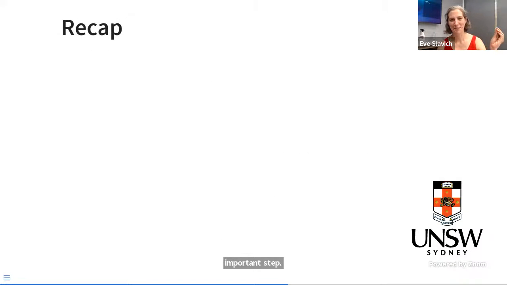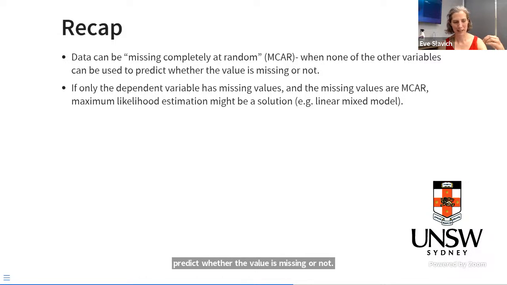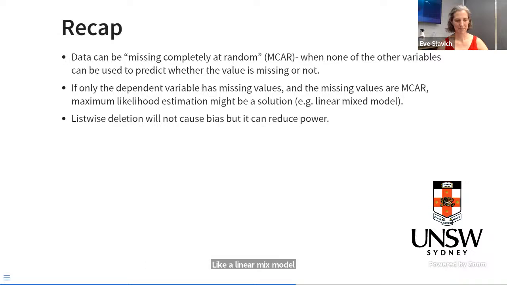So let's recap what we've done. We've done a lot. Data can be missing completely at random, when we can't use any of the other variables to predict whether the value is missing or not. If only the dependent variable has missing values and they are missing completely at random, then you could try using maximum likelihood estimation, like a linear mixed model. Listwise deletion is also an option because it won't cause bias, which is typically considered the bigger sin, but it can reduce your power.